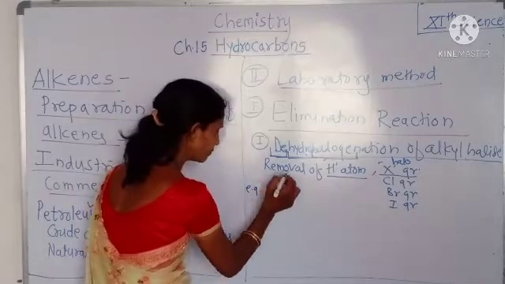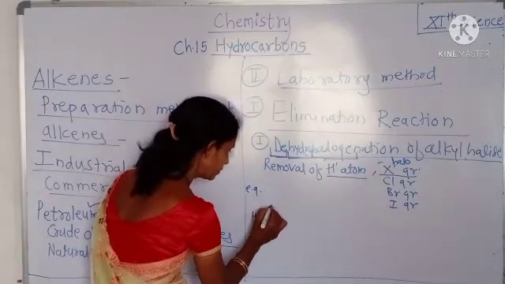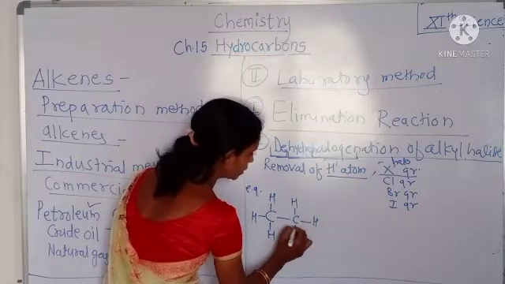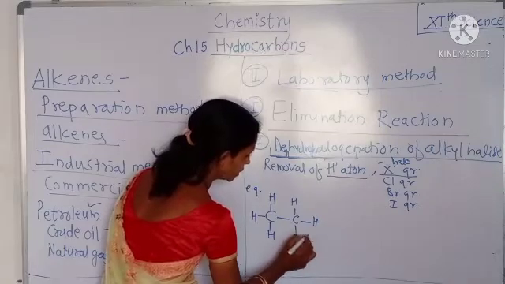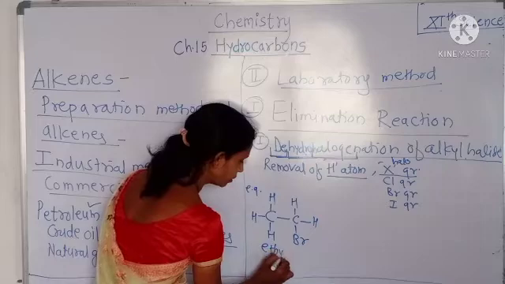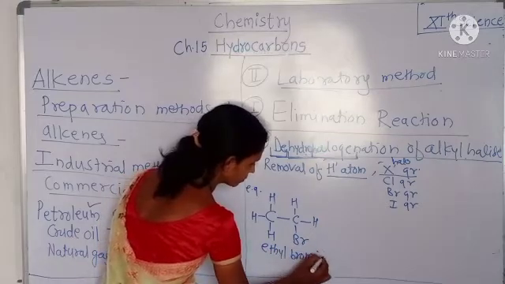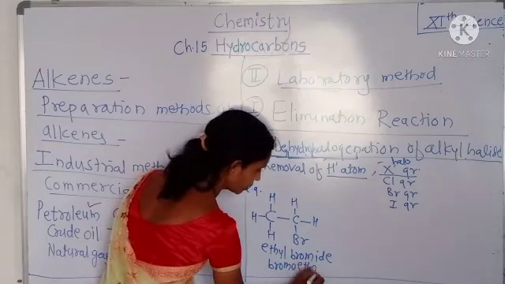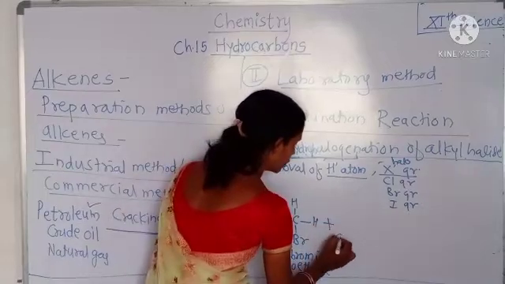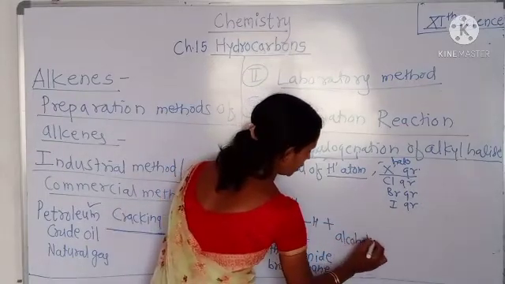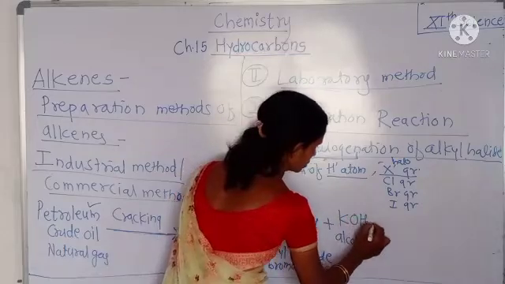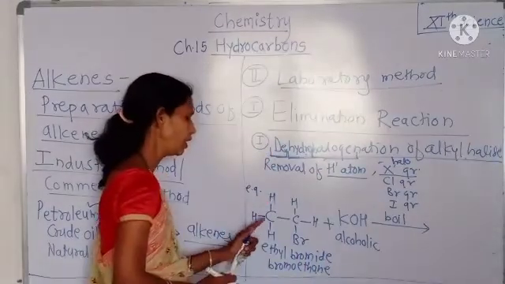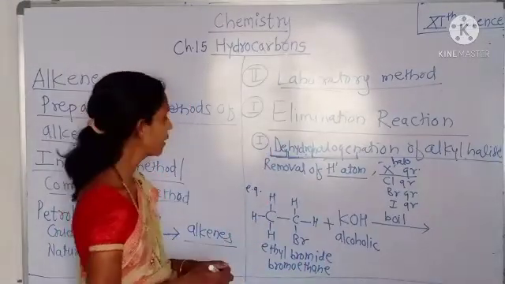For example, alkyl halide, ethyl bromide, that is bromoethane, when boiled with alcoholic KOH, it undergoes an elimination reaction.